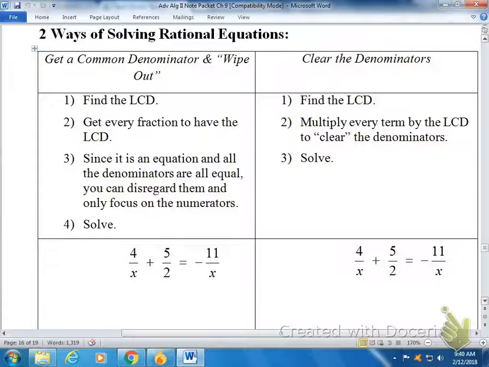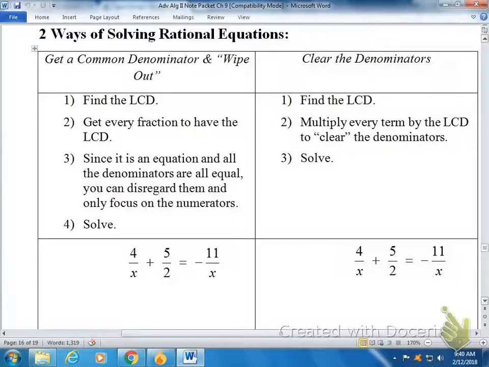So there are two ways. The first way is we're going to find the LCD, least common denominator, and that's on everywhere, even after the equal sign. Everything before the equal sign and after the equal sign, we're going to look for the LCD. We're going to get every fraction to have the LCD, and then just zoom in on the numerators. If all the denominators are the same, then their numerators have to all be the same. So let's see how this is going to pan out.